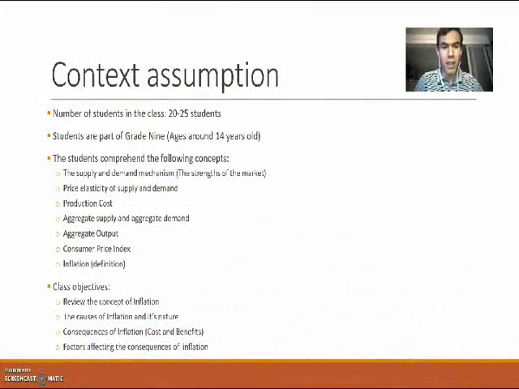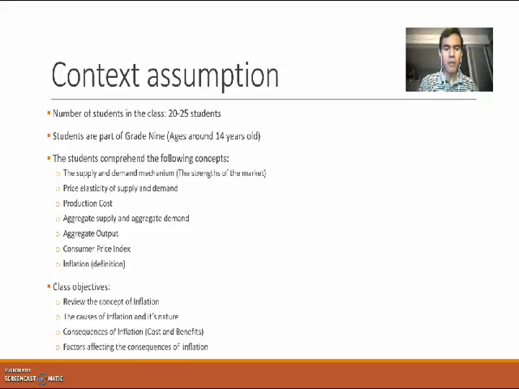Okay, so as a good economics class, we're going to start with some assumptions. We can assume that in this class we will have 20 to 25 students. These students are going to be part of the 9th grade, so their age is around 14 years old. These students will already have some economic background. For that, they will understand concepts like supply and demand mechanism, price elasticity of supply and demand, cost of production, aggregate supply and aggregate demand, aggregate output, consumer price index, and will have some notion of inflation and how to calculate it.